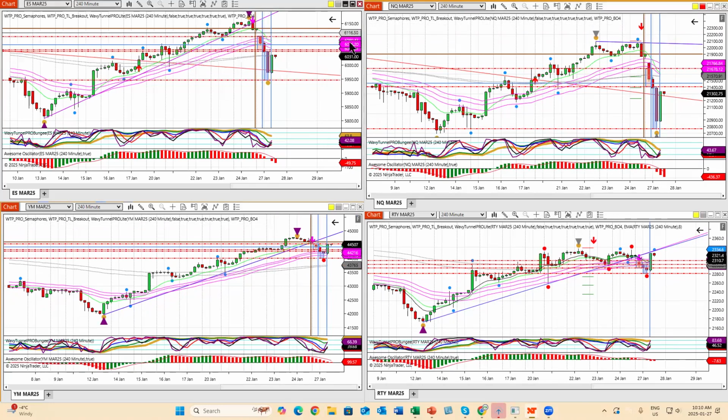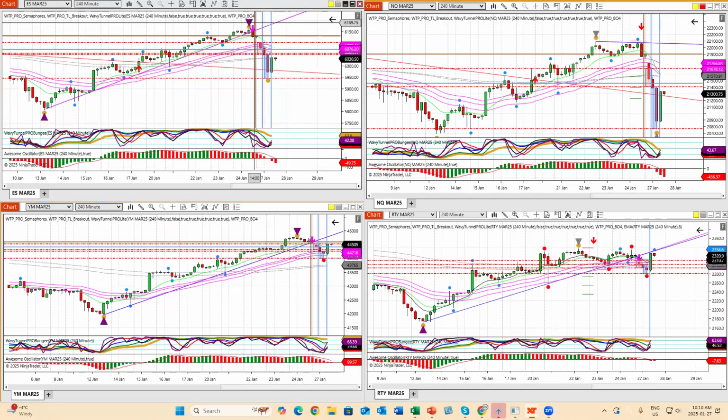Starting with the ES on the upper left, we have a gap between Friday's close and Sunday night's open, like we have a gap in all of the markets, just a larger gap in the NQ, I would say. And we came down, and as soon as New York came in, because we had a significant drop, New York took it back up. But we'll see that when we go down to the smaller time frame.